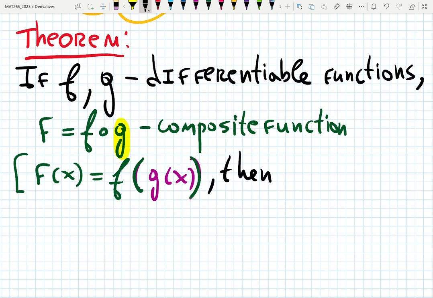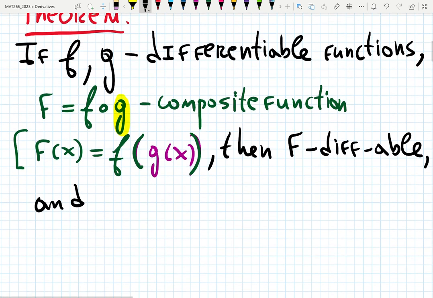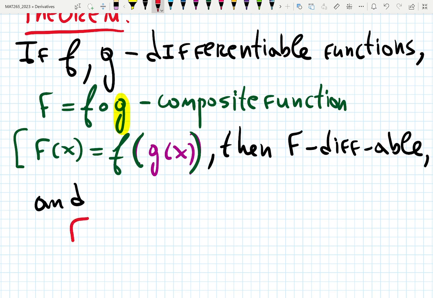Then the theorem says that f, which is a composite function, is also differentiable. Let me just shorten it: differentiable. And we can take the derivative of that composite function. The derivative has a formula.